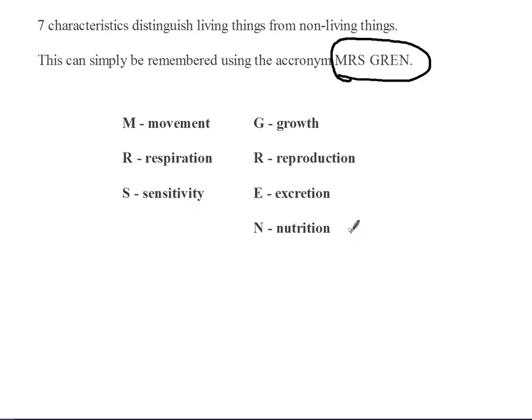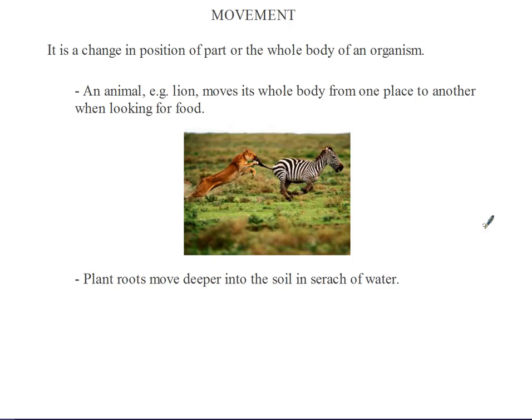The most important thing is that you need to remember these. So pause the video here, keep repeating Mrs. Green, keep determining what each letter stands for. Once you're confident that it's stuck, we continue. Okay, welcome back. Before we move ahead, please take note that a living thing must be able to do all these 7. Not 6, not 5, not 4. All these 7, please. Okay, first, let's talk about movement.